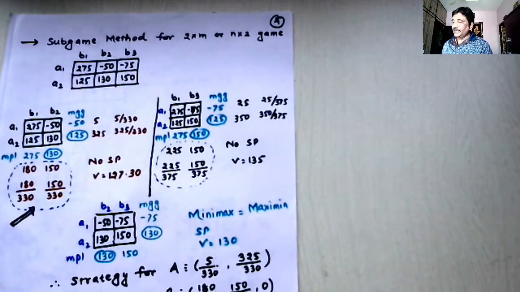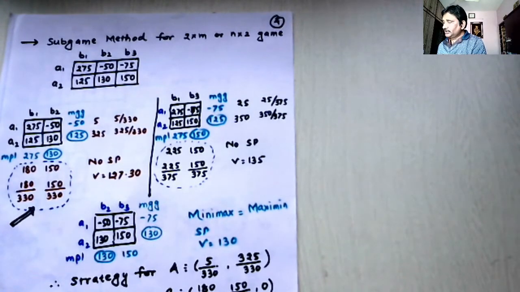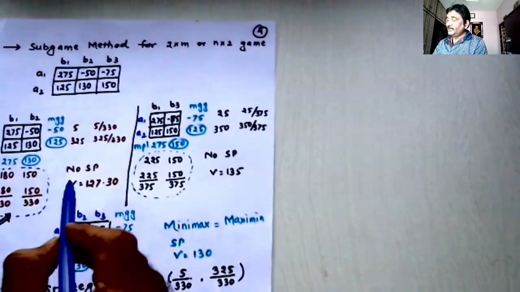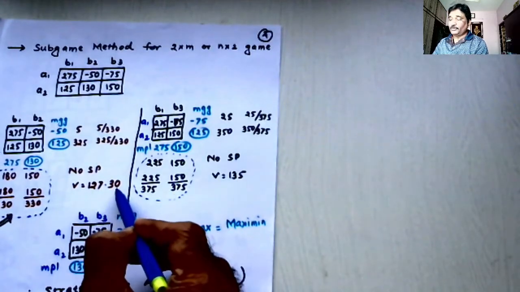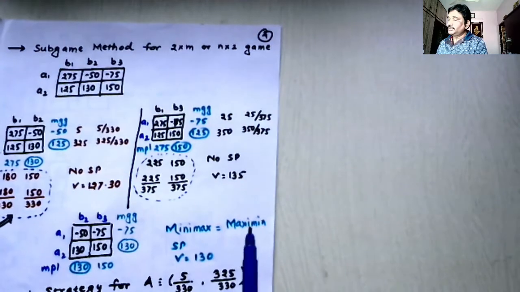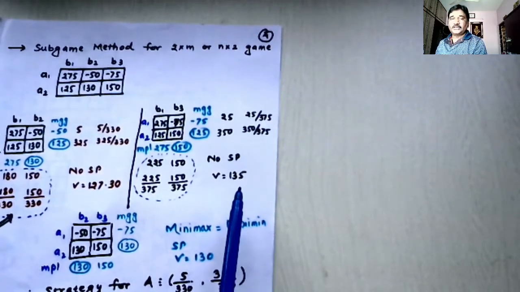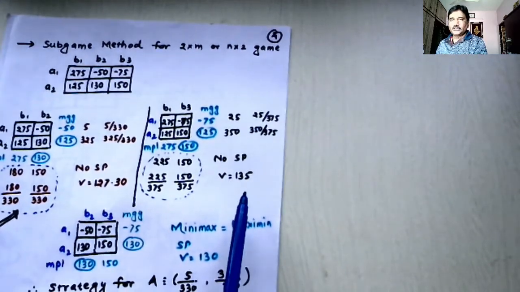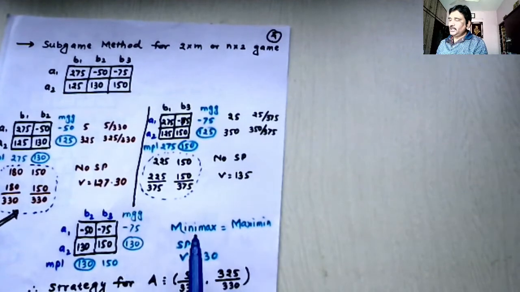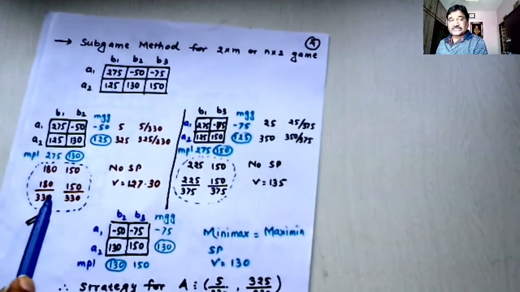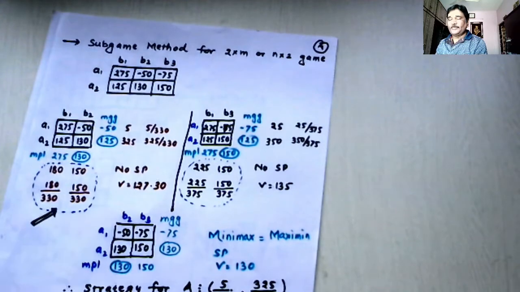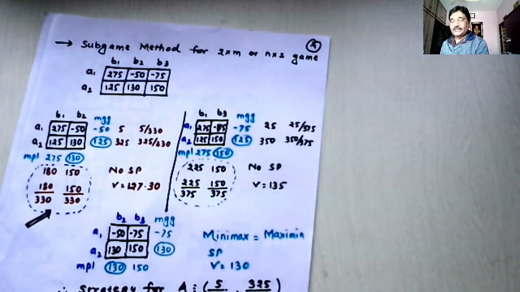And which is the game with minimum game value? Here, this is 127.3. We have found that out. This is 135. All right. This is 135 and this is 130. Amongst all these, this is the game which you need to select. And once you select this, you complete the formality about that game.